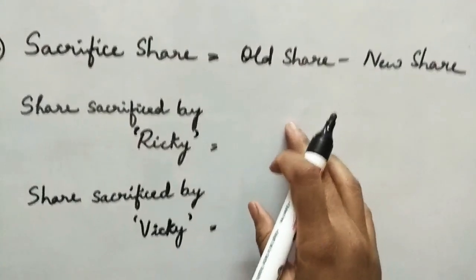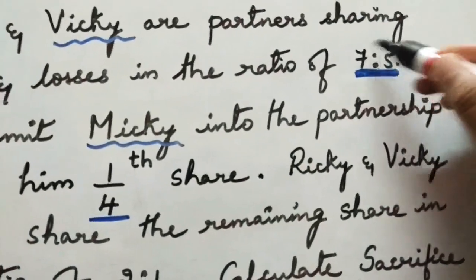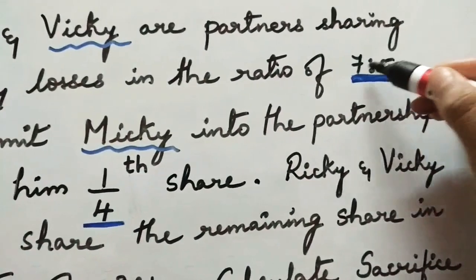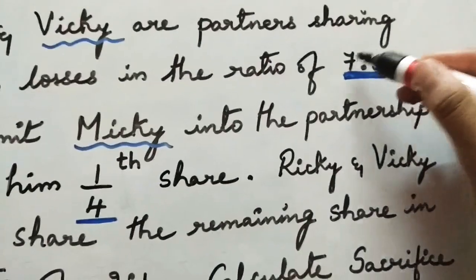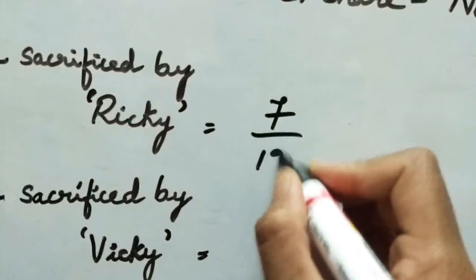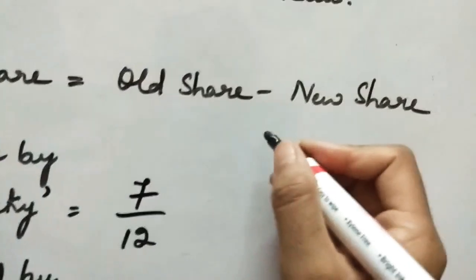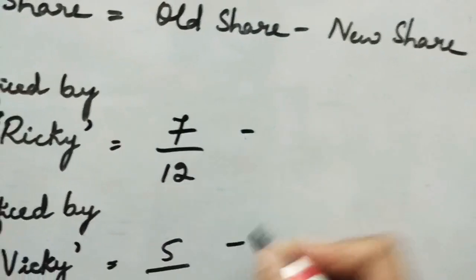The old share, observing the question. What is the old share given? 7:5. What is the total of this? 7 plus 5 gives us 12. So 7/12 and 5/12. This is the step which we are going to take. 7/12, 5/12. So then we have the minus sign. I'm just going to bring it down.